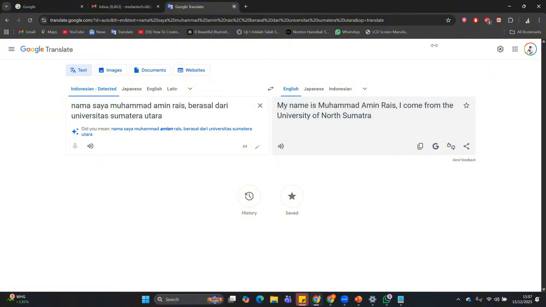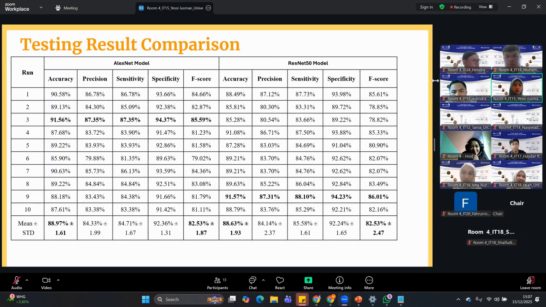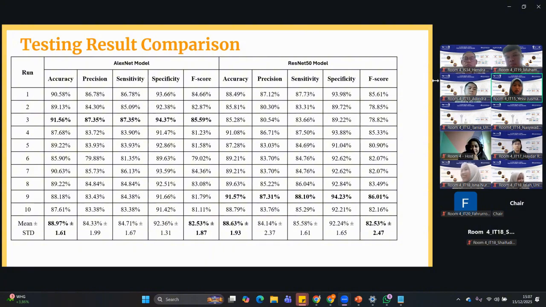For the testing result, the AlexNet achieved an average accuracy of 88.97% with a high specificity of 92.36% and F-score 82.53%. On the other hand, ResNet-50 also achieved a high accuracy in testing.